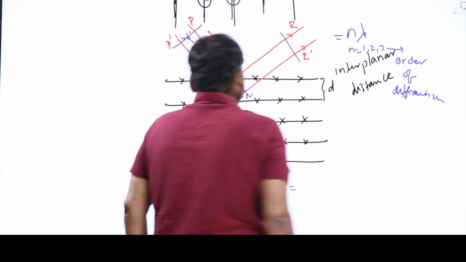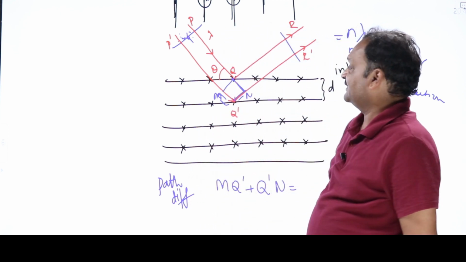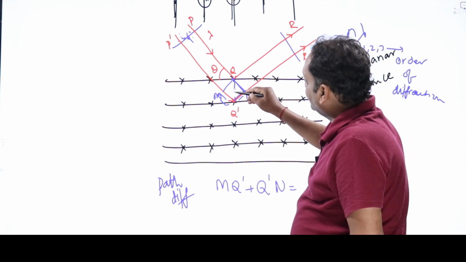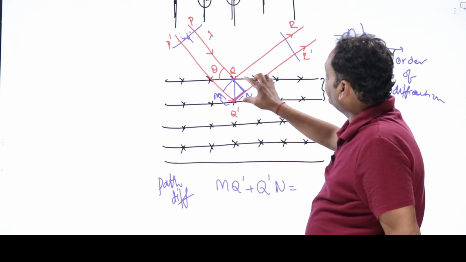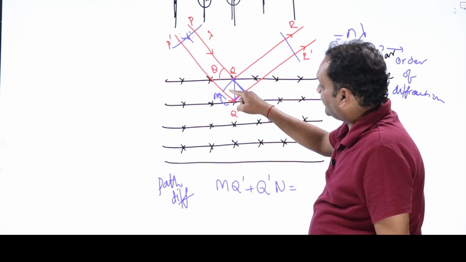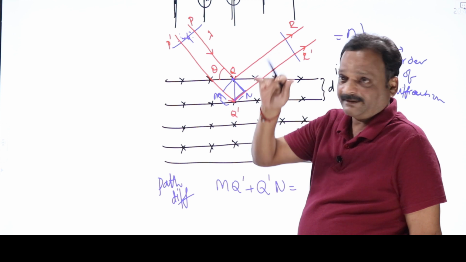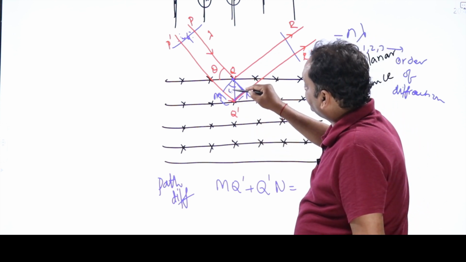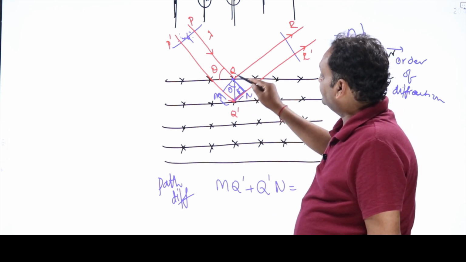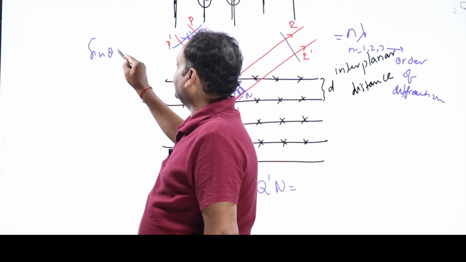Now from geometry, I have to calculate MQ dash and Q dash N in terms of interplanar distances, etc. If this angle is theta, I will draw one line. QQ dash is nothing but the interplanar distance d. This is a right angle triangle because this is a normal drawn, so this angle is 90 degrees. If this angle is theta, from 10 plus 2 or 10th class geometry, this angle also becomes theta, and this angle also becomes theta. Now, from this triangle MQ dash, it is a right angle triangle. What is sin theta equal to?